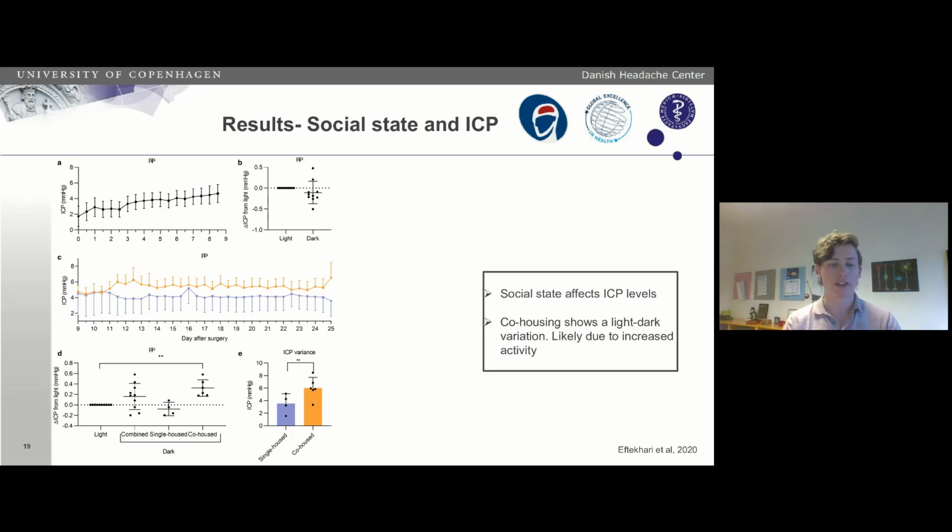Whether or not this is an actual phenomenon of intracranial pressure being regulated by light dark, or if there's something to do with them being social, so they're interacting a bit more, we don't know at the moment. But again, this shows that having animals which can be co-housed, interacting with other rats, is quite important to pick up normal intracranial pressure physiology.